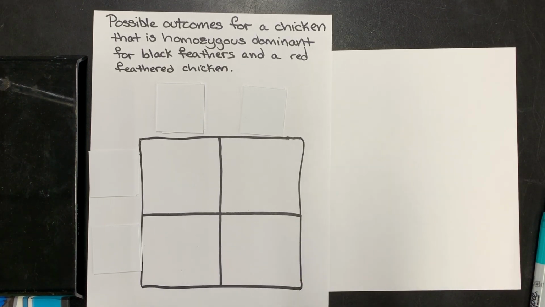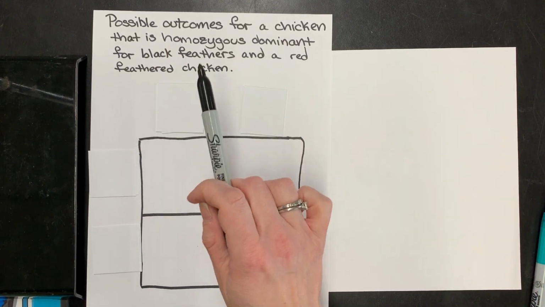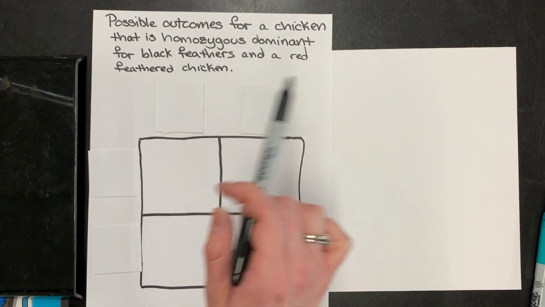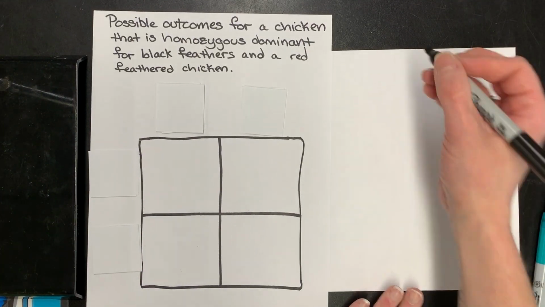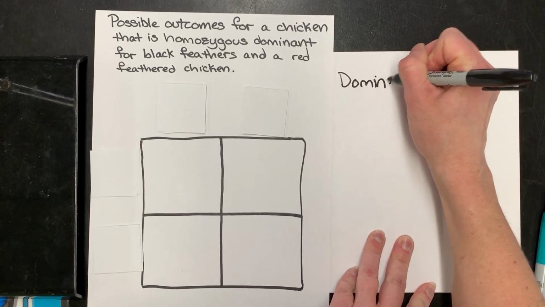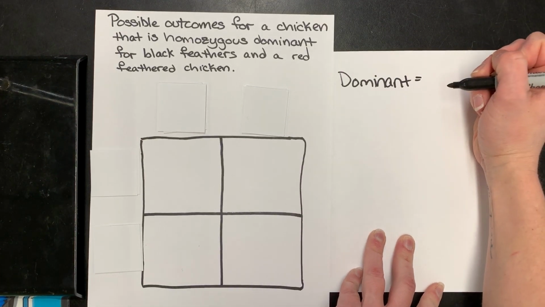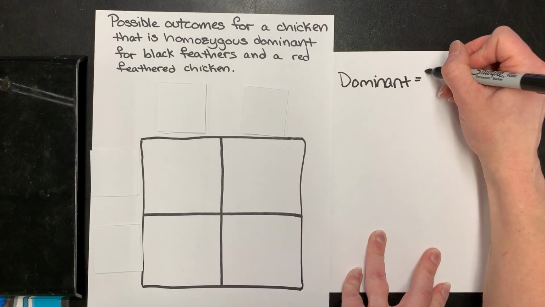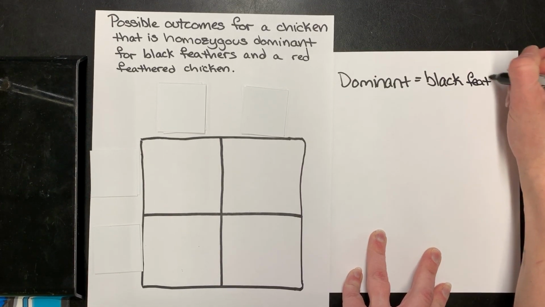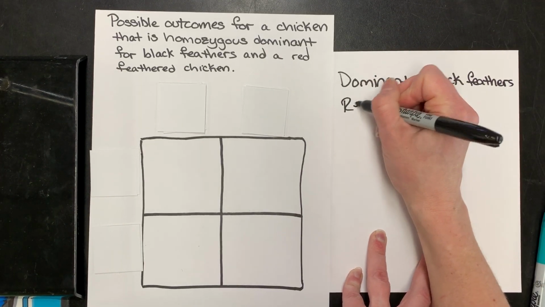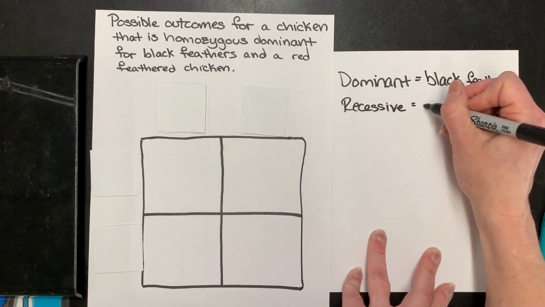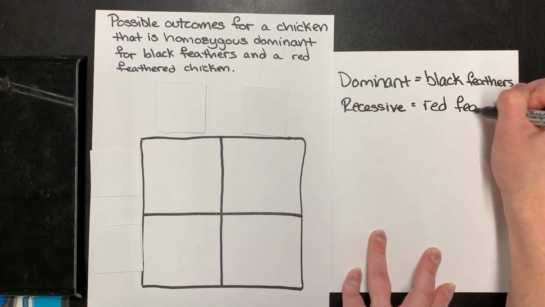So for this question, it says the possible outcomes for a chicken that is homozygous dominant for black feathers and a red feathered chicken. So the first thing we have to do is determine what the dominant and recessive traits are. So the dominant trait is black feathers. And the recessive trait is red feathers.